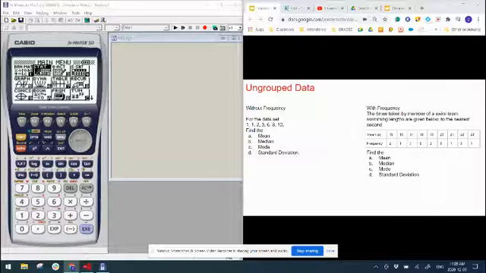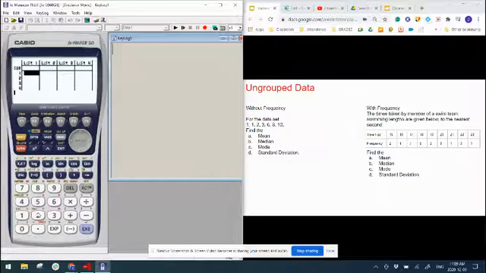So we're going to go into stats. So we're going to go into 2. And in list 1, making sure there's nothing in any of the other lists, we're going to put in our data set. So 1, 1, 2, 3, 6, 8, 10. And then we're going to go into calc.